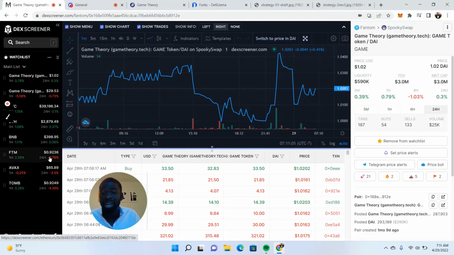See Phantom sitting at 92 cents. This was 96 cents yesterday. So Phantom has dropped by a large amount just since yesterday. You can see Tomb sitting at 92 cents, AVAX. So these are obviously huge layer one tokens that are falling. And then Tomb, obviously the number one seniorish platform.